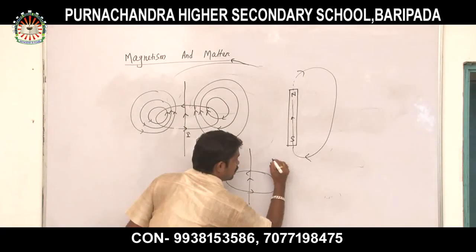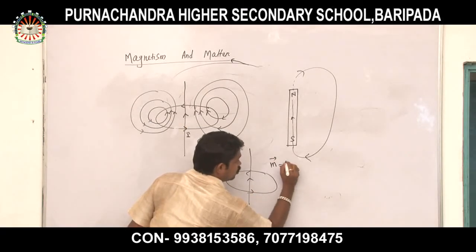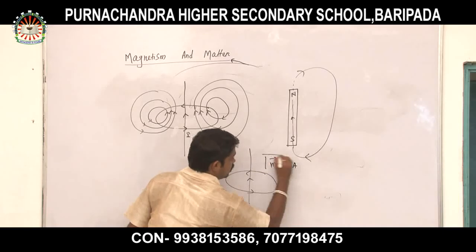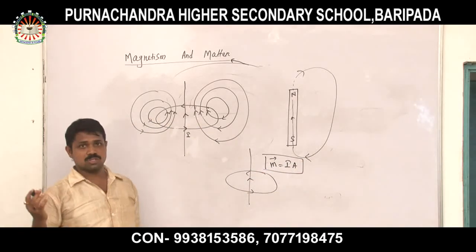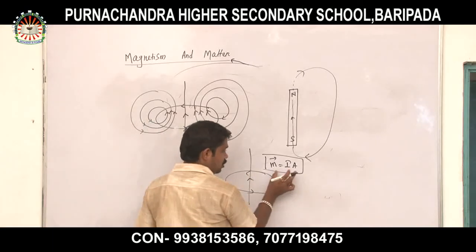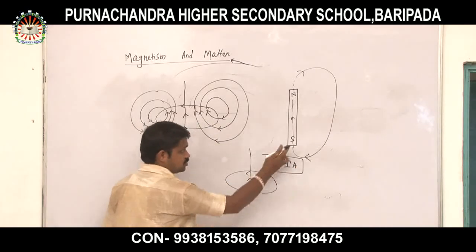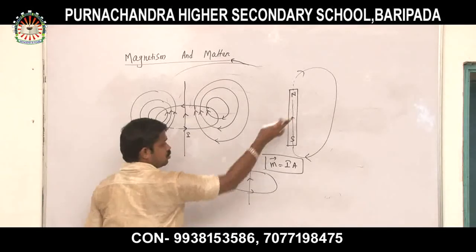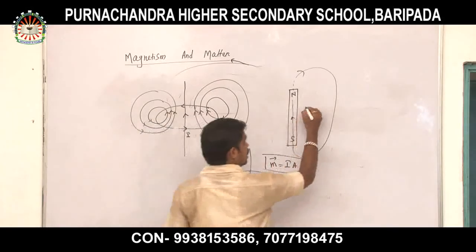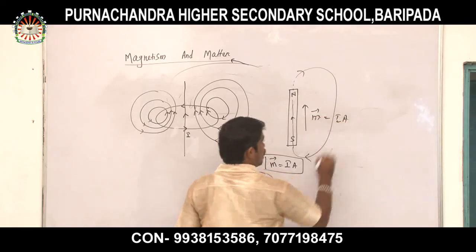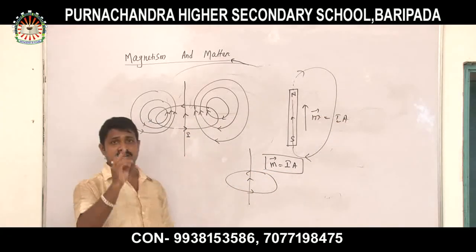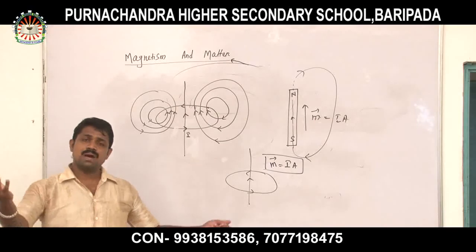The magnetic dipole moment is equal to the current I into the area of the loop, so M equals I into A. Very simple. The direction is from south pole to north pole. So look at the figure: this is the direction of your magnetic moment. That's why a current carrying loop behaves like a bar magnet.